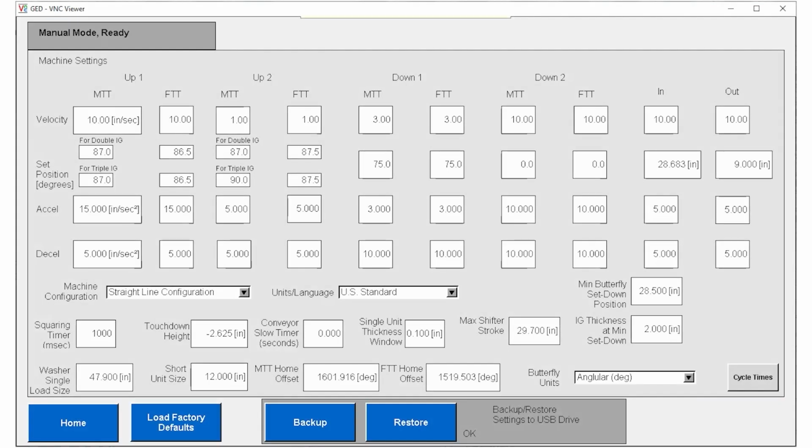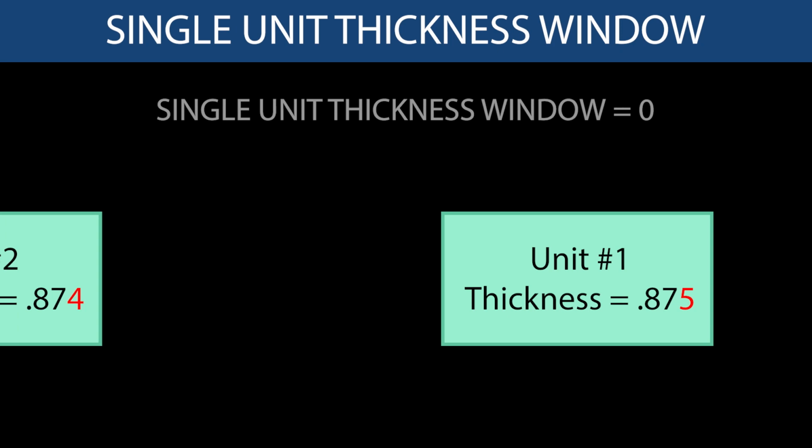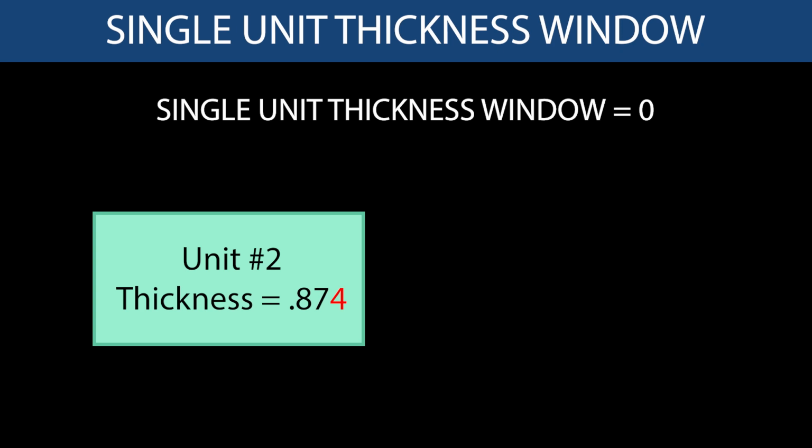The last parameter on the screen that pertains to the butterfly table is the single unit thickness. The single unit thickness window parameter is used to determine whether two units can be assembled at the same time. If the parameter is set to 0, the WinIG calculated thickness must match exactly, or the units will be processed separately.